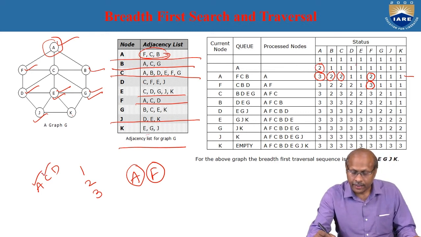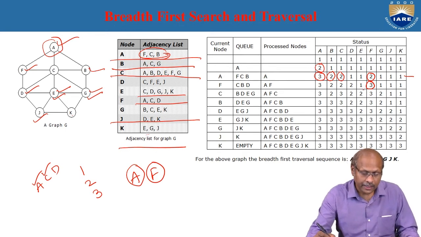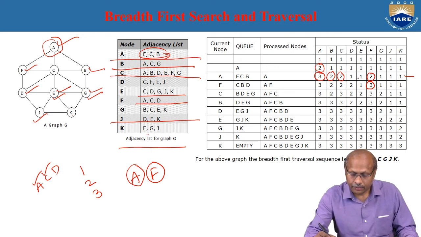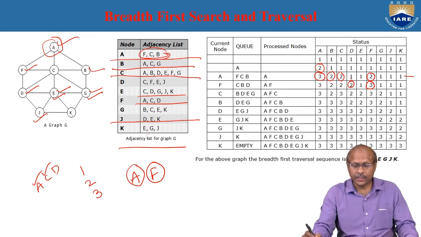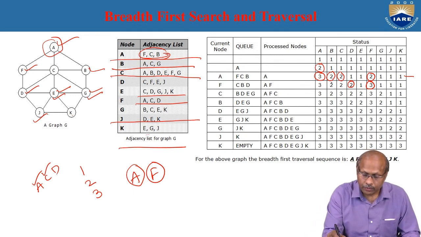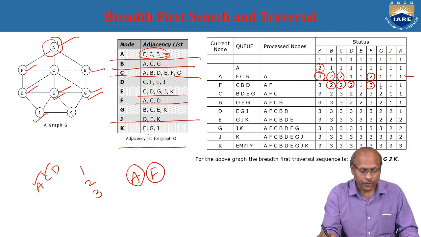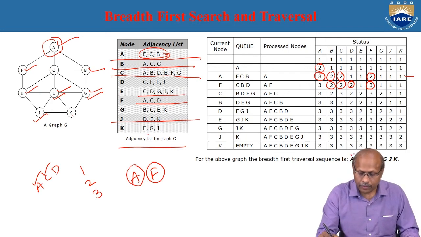What about D? D is not yet over, it is 1. Now change the status to 2. It has changed status to 2. So 2, 2, 2. Okay. So A is over, F is over.